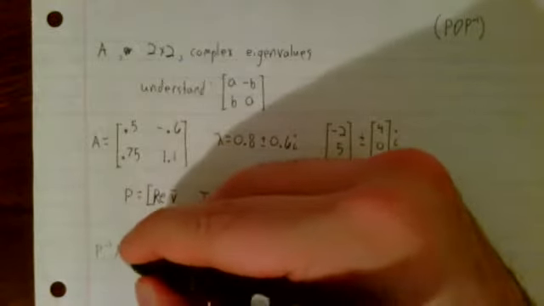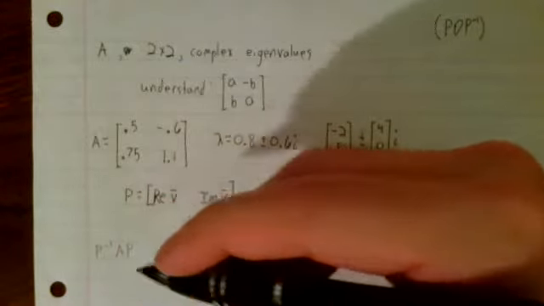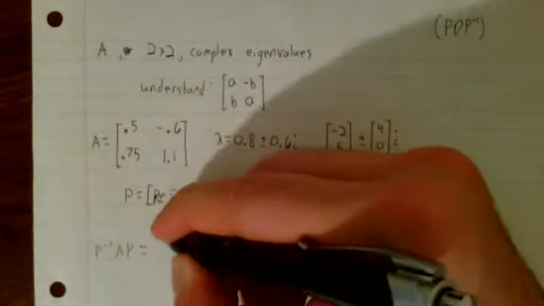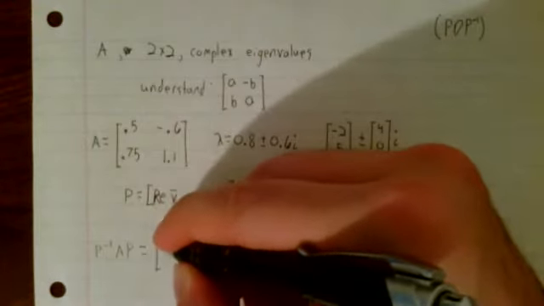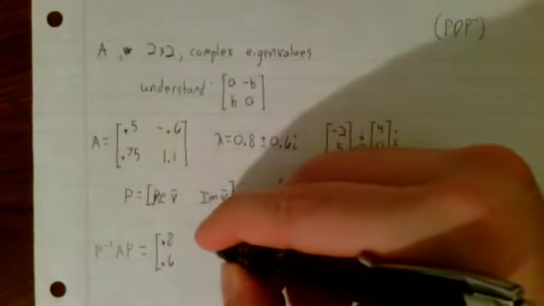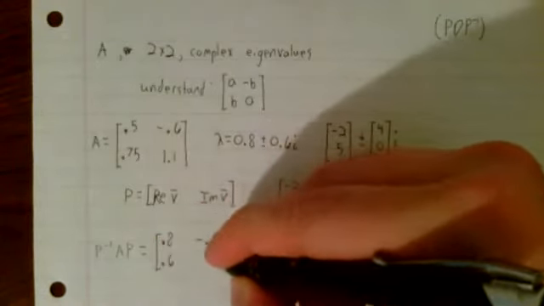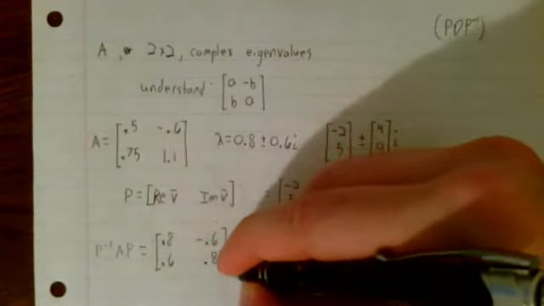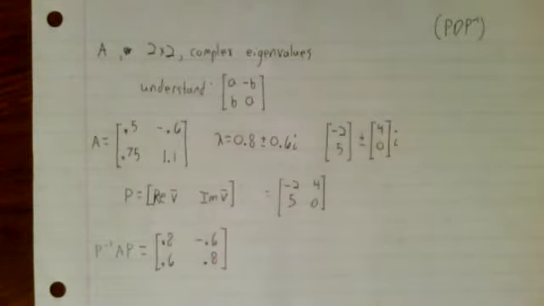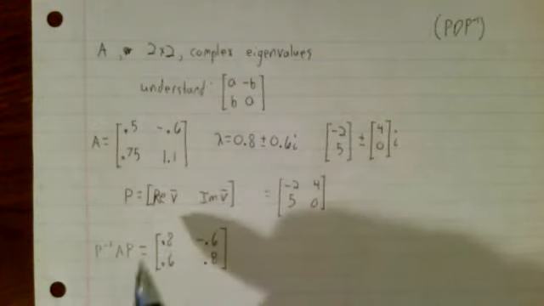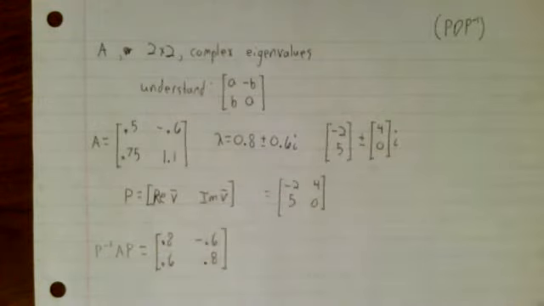And if we multiply P inverse times A times P, we get one of these matrices in its special form. That's a theorem. We do not prove it. I simply say that it's true.